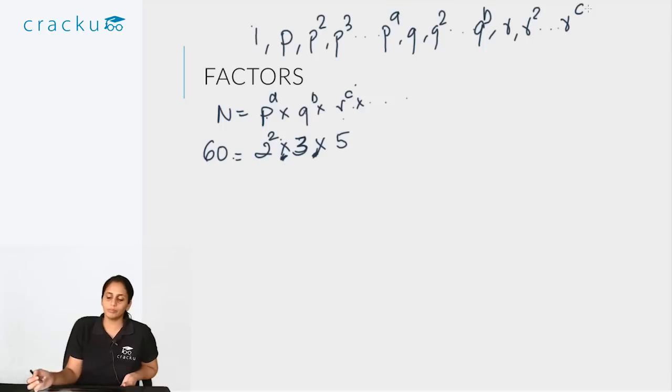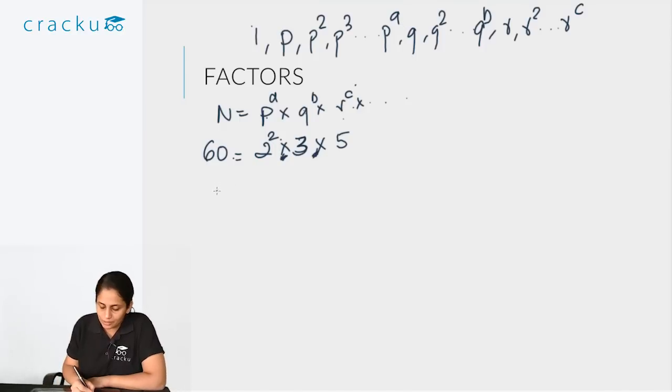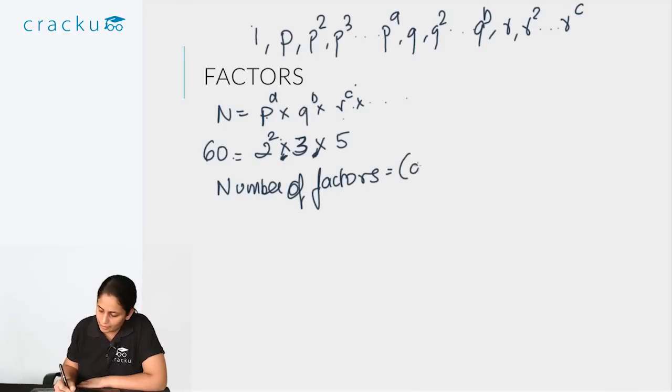To calculate the total number of factors, you can see that this is essentially like a GP. Because this is a GP, you can calculate the number of factors by considering how many terms would be there in the GP. So if the number is p raised to a into q raised to b into r raised to c, the number of factors in this case would be (a plus 1) into (b plus 1) into (c plus 1), and so on.